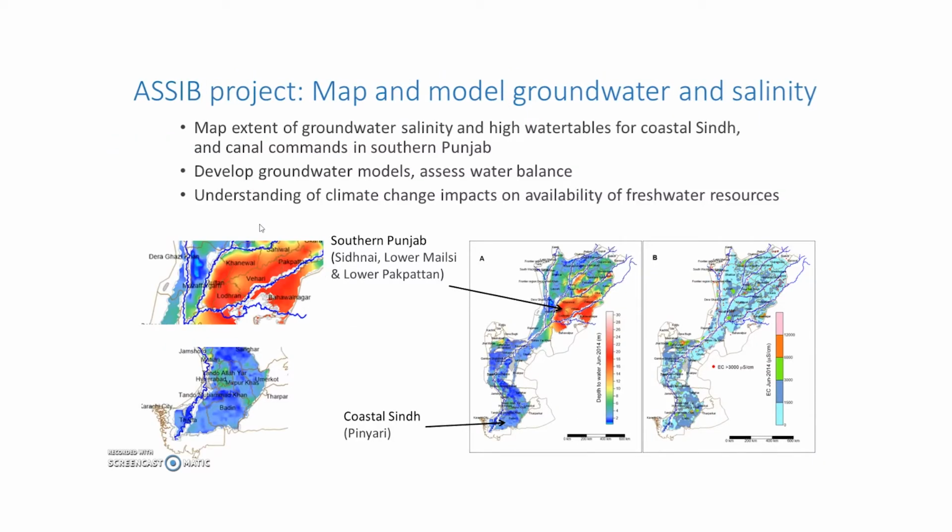As part of the ASSIB project, we plan to map and model groundwater and salinity in selected canal commands of southern Punjab and the coastal areas of Sindh. Both locations are affected by salinity, but from very different sources and mechanisms.